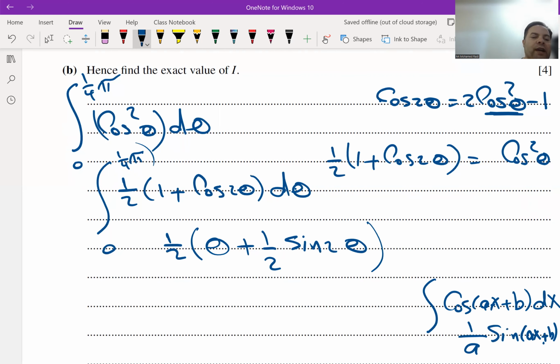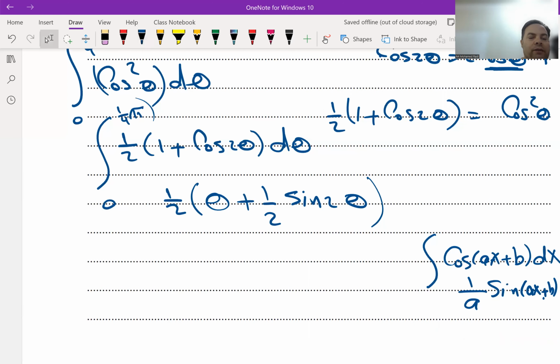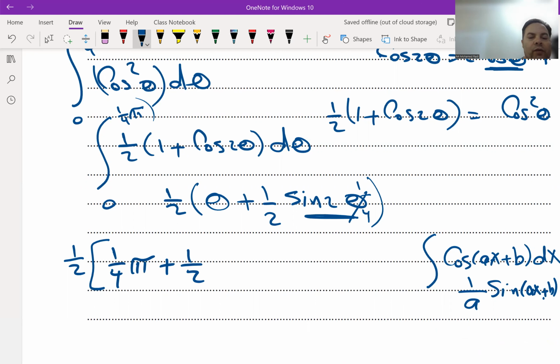We have a limit. Start now to substitute by pi over 4 and 0. Half is outside. Substitute by pi over 4: pi over 4 plus half sine of (2 times pi over 4). Cancel 2, it will be sine of half pi. Sine half pi is 1. This is the first part. Minus, substitute by 0 will be 0. Substitute by 0, sine 0 is 0. So the answer is 0.